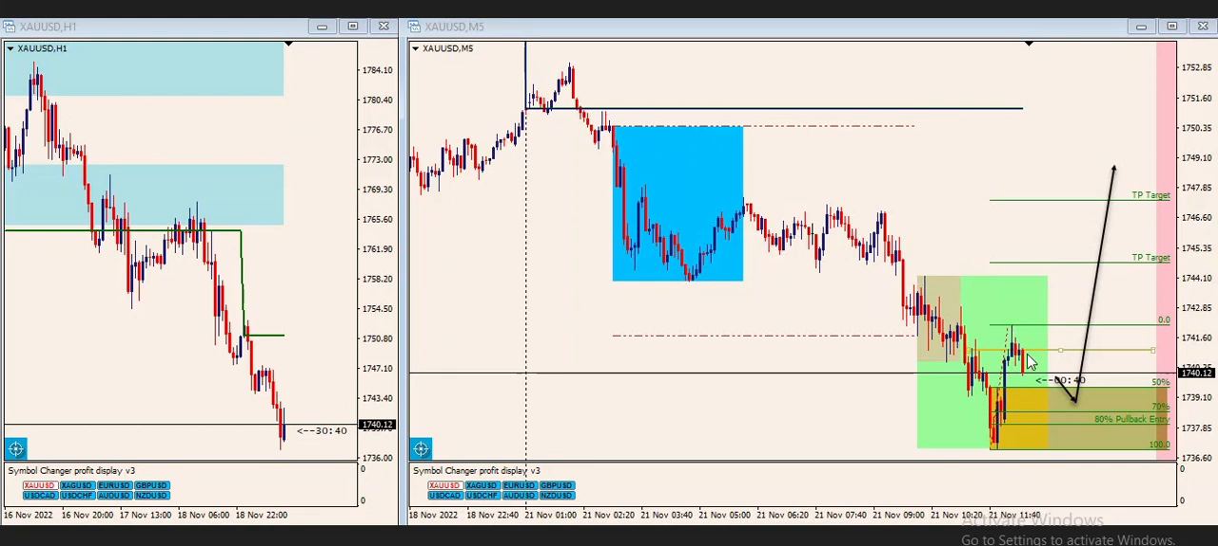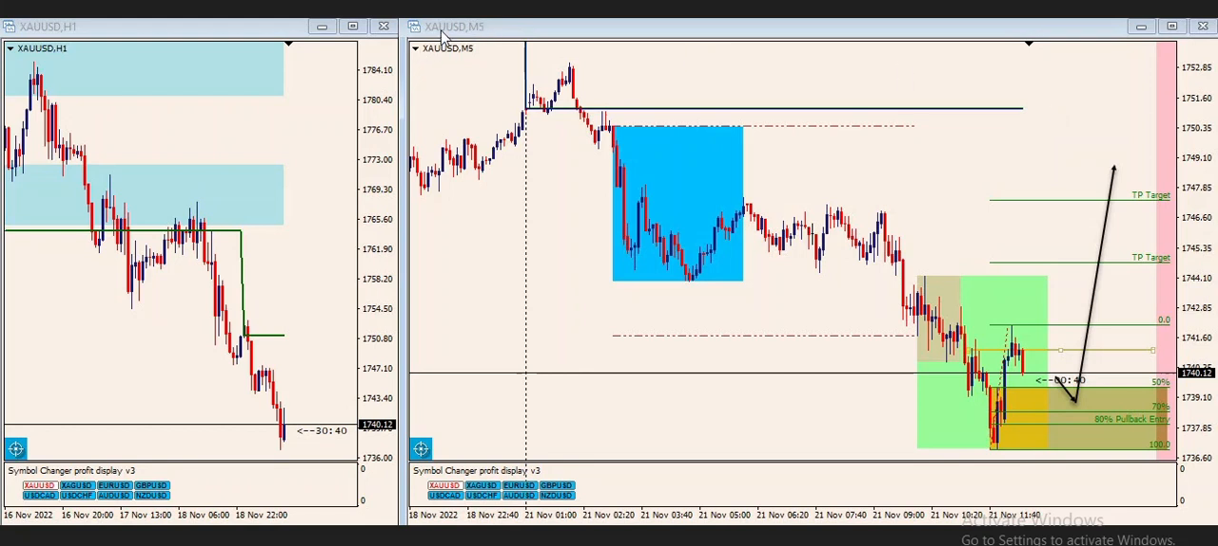Then I wait for price to come to 50% of that markup or the order block. Then I take my entry. My first take profit will be 1 to 2. So if I take my entry here, this will be my 1 to 2. This will be my stop loss, and I'll take the weekly open line as my final take profit.